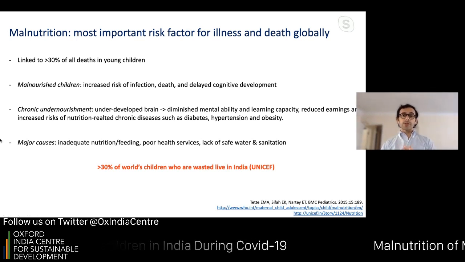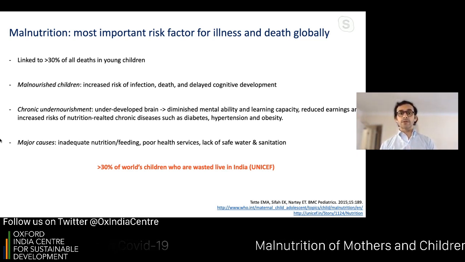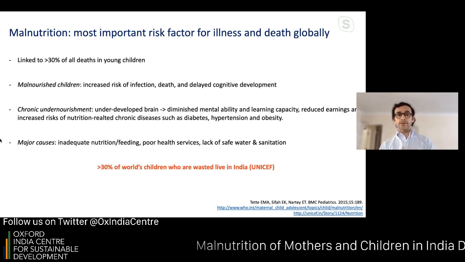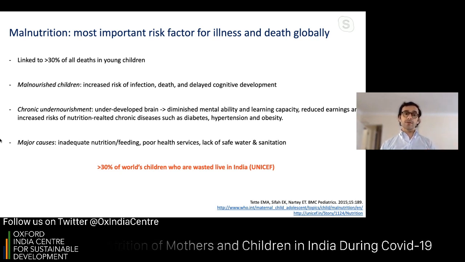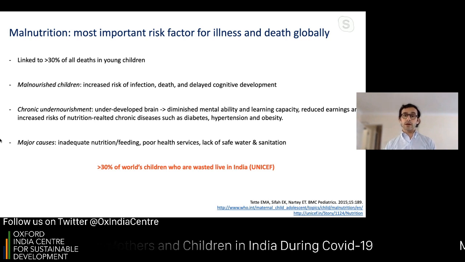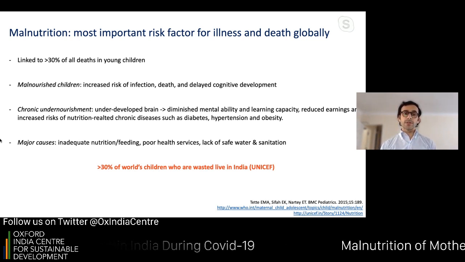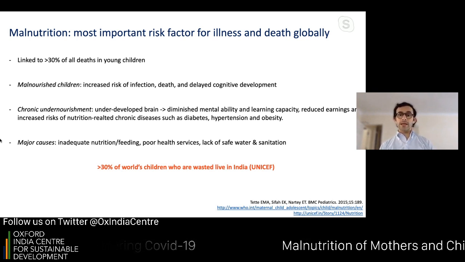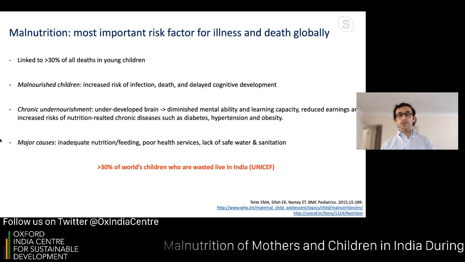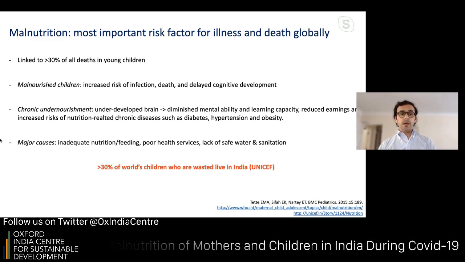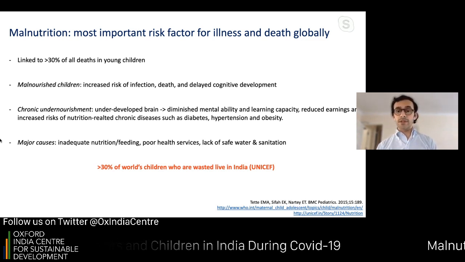And so when we look at malnutrition, these are just some very basic statistics, which some of you are probably familiar with. Malnutrition is the most important risk factor for illness and death globally, and that's not just in children, but in adults as well. It's linked to over 30% of all deaths in young children. Malnourished children, as per the previous quote, are at increased risk of infection, death, and delayed cognitive development. And if a child is chronically undernourished, that delayed cognitive development can also reduce their mental ability and learning capacity, which will also have knock-on effects on their earning potential and the contributions that they can make to society, and also makes them more susceptible to chronic diseases such as diabetes, hypertension, and obesity.